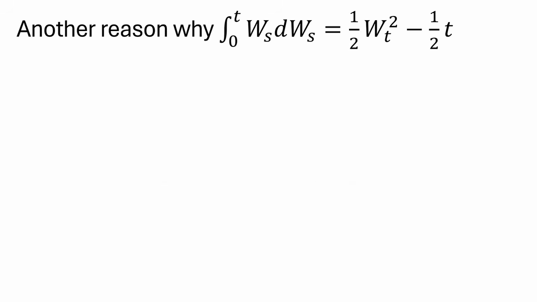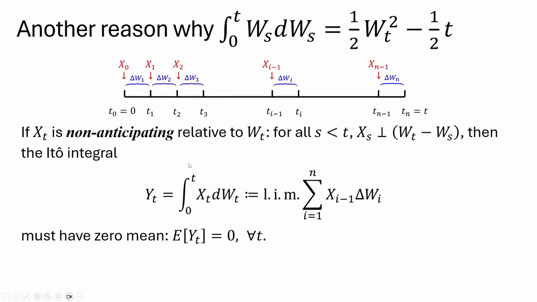And here's another reason why the extra minus half t term must be needed. It has to do with a general fact about the Ito integral. The Ito integral should always have zero mean. And that's because in the assumption of the Ito integral, X_t is non-anticipating relative to W_t. The function X_t at any instance contains no information about the future of the Brownian motion W_t. To put it more precisely, if time s is before time t, the random variable X_s and the increment W_t minus W_s of the Brownian motion are statistically independent.